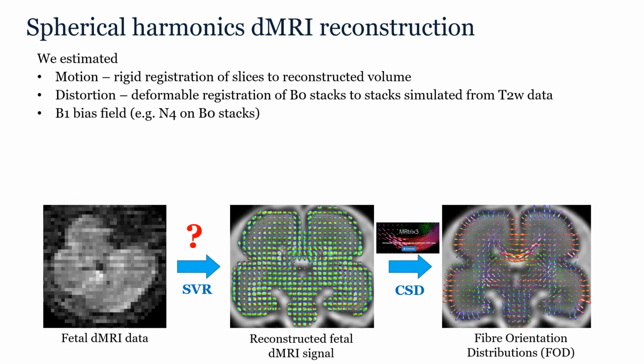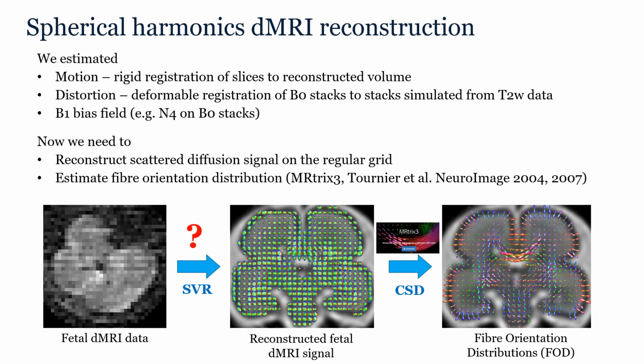So far, we have estimated motion using rigid registration of slices to reconstructed volume, and distortion using deformable registration of B0 stacks to stacks simulated from T2-weighted data. We can also correct the B1 bias field using standard techniques such as N4. What we need to do now is to reconstruct the scattered diffusion signal on the regular grid, and once we've done that, we can estimate the fiber directions using a standard tool such as MRtrix.